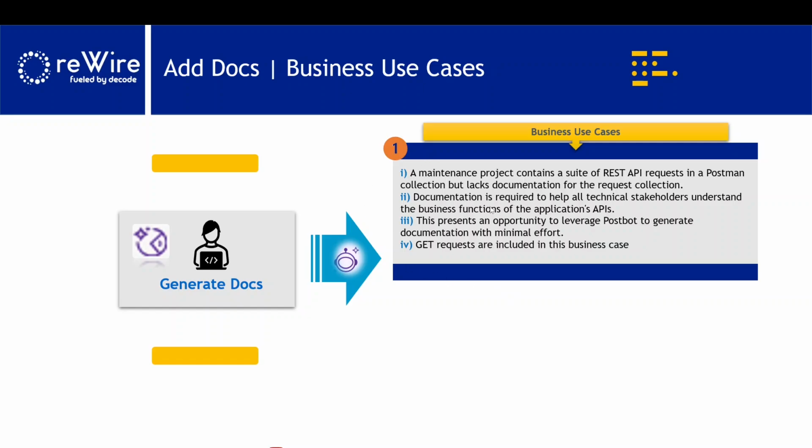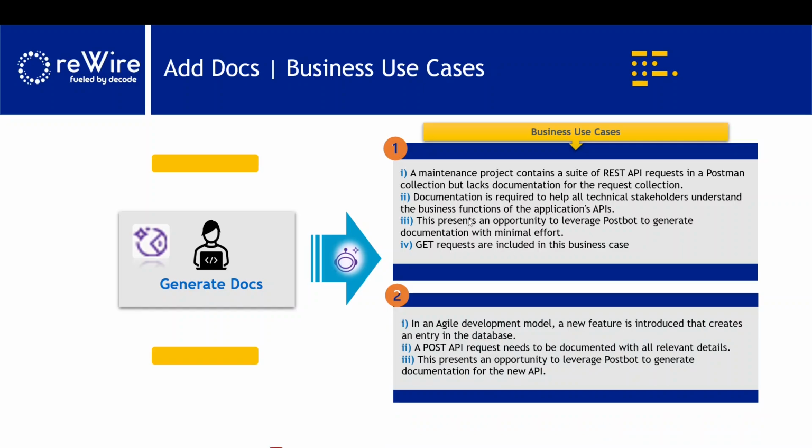Documentation is required to help all technical stakeholders, and this presents an opportunity to leverage Postbot to generate documentation with minimal effort. So you have to go to the requests, open that request, and generate the docs. One or two prompts are enough. That will generate the required information, and then you can review it once it is generated. This is the one business case.